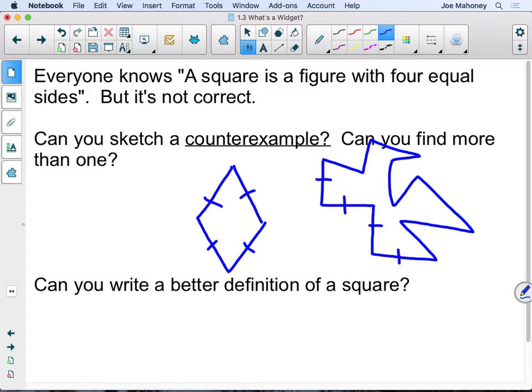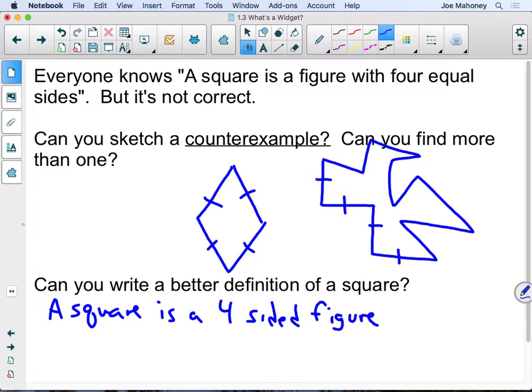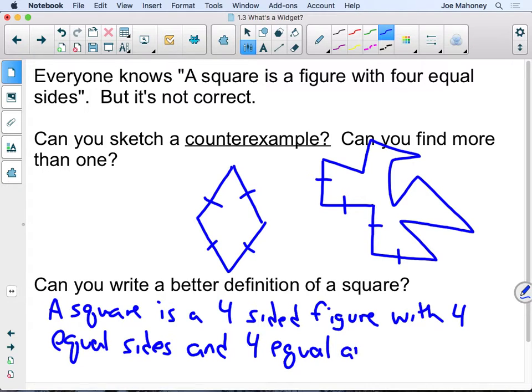So can you write a better definition of a square? So maybe we say something that is square. Oops, let's spell the word square correctly. A square is a four-sided figure. Okay, that eliminates this one that I drew, the crazy one on the right, with four equal sides. And to fix this figure that I drew on the left, let's also say it has four equal angles.